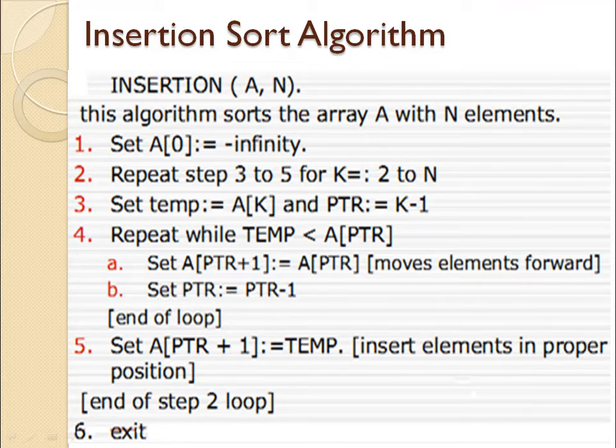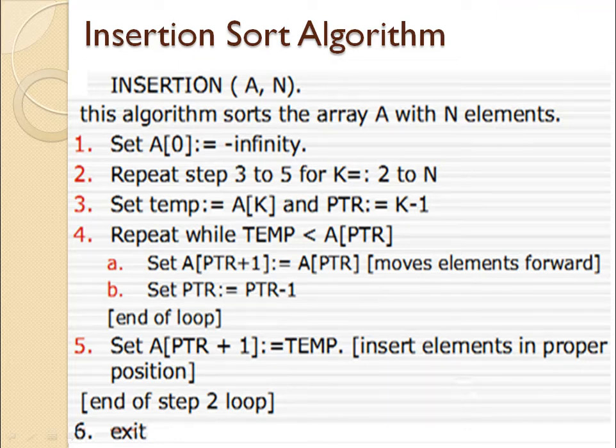Here you select the first element as sorted, then you repeat steps 3 to 5 for element number 2 to the last. You select that element and you move backwards, that means to your left hand side. That's why k is decrementing at each step, k minus 1.